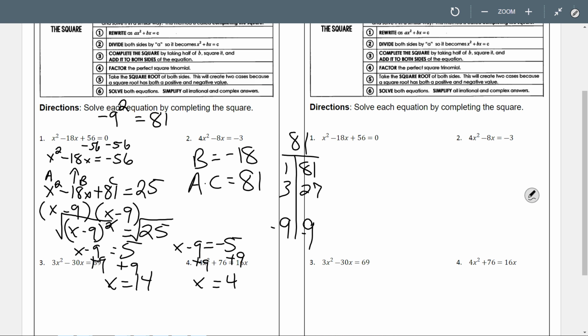So after all that work, number 1, x equals 14 and 4. And we're done. So while you finish writing, I'm going to tell you all the steps again.